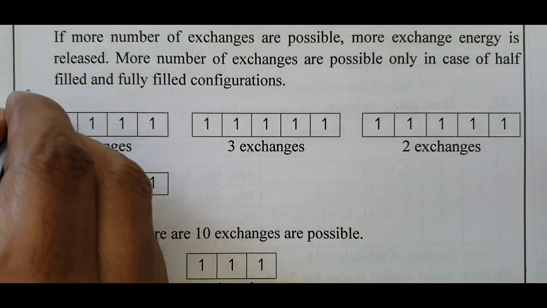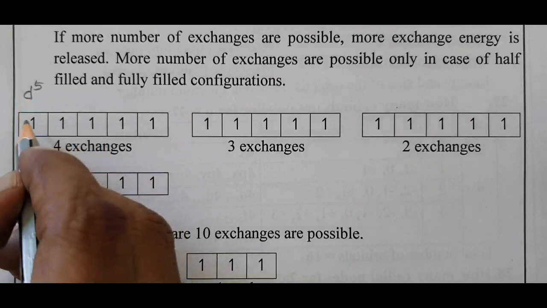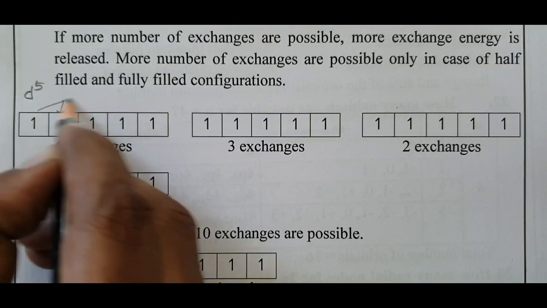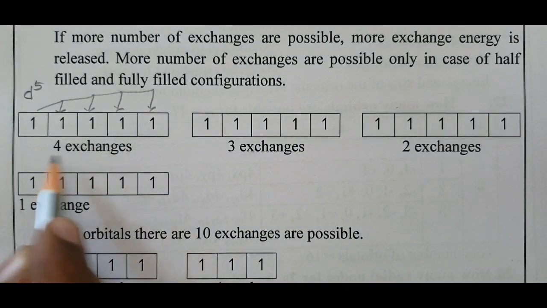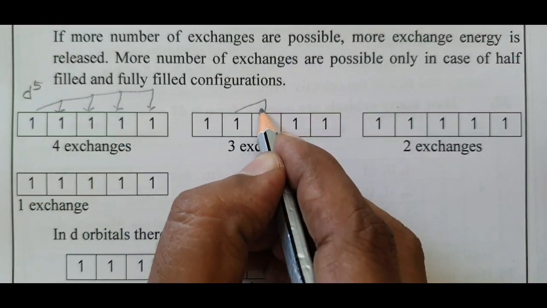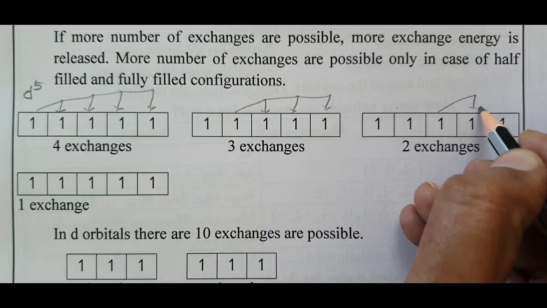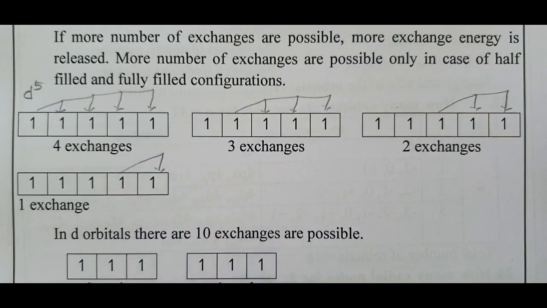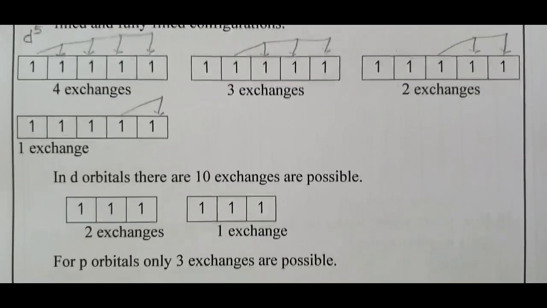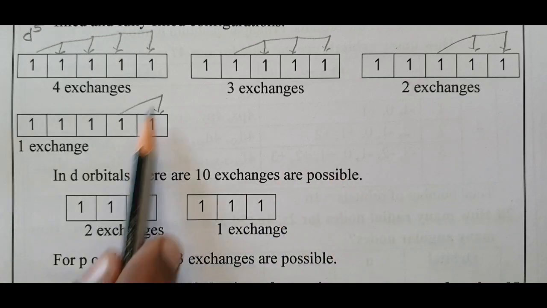Now, for d5 orbital, how many exchanges are possible? For the first electron, 1, 2, 3, 4 exchanges are possible. Second electron, 1, 2, 3 exchanges are possible. For the third electron, 2 exchanges are possible. For the fourth electron, 1 exchange. 4 plus 3 plus 2 plus 1. In d orbital, 10 exchanges are possible. Therefore, exchange energy is more, so it is more stable.